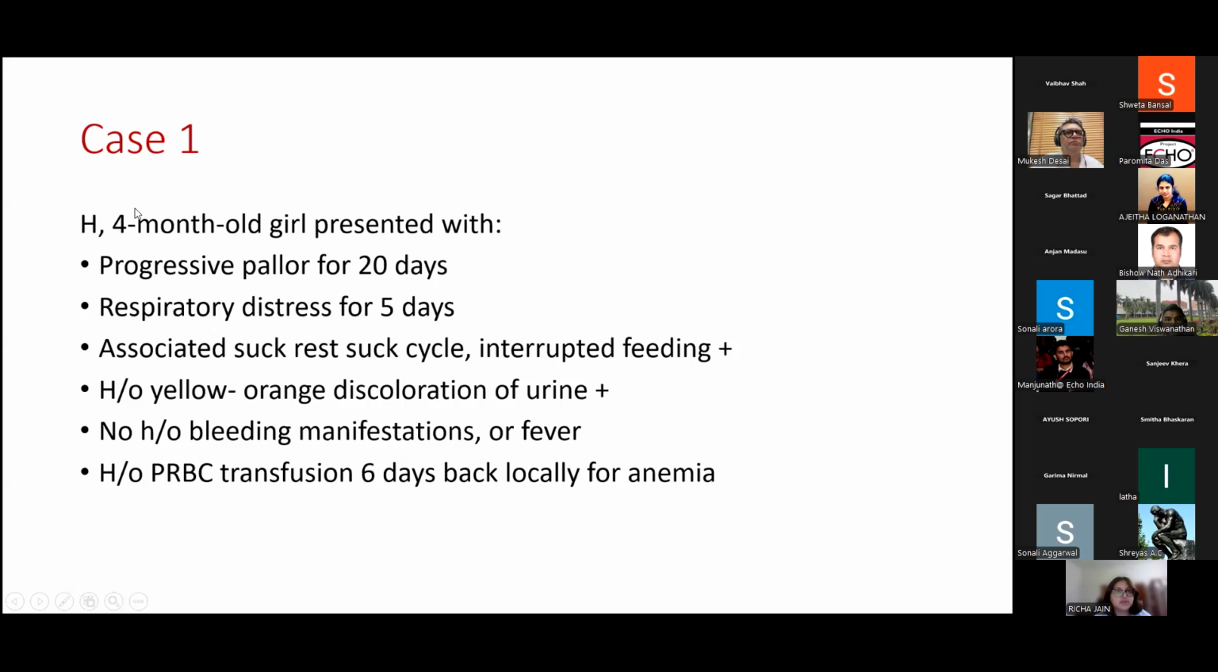So I'll just show this case. One was H, a 4-year-old girl. She presented to us with progressive pallor for 20 days, respiratory distress for 5 days, and an associated suck-rest-suck cycle, with interrupted feeding. She had some yellowish orange discoloration of urine, no history of bleeding manifestations or fever, and she had been transfused packed red cells in Himachal Pradesh 6 days before for the anemia.